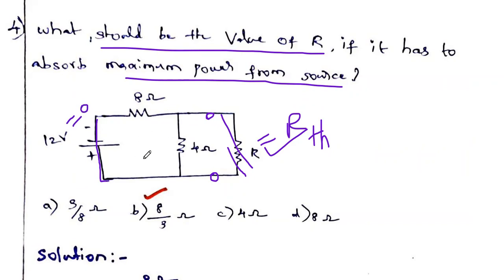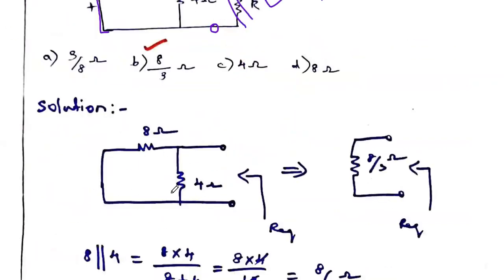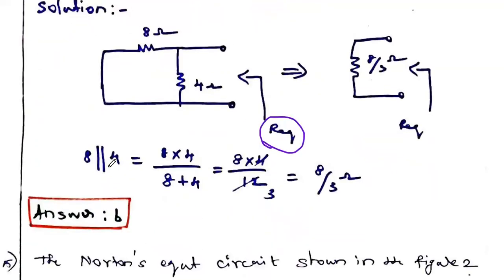Since if the voltage source value is zero, we have to make it a short circuit. So what about the remaining diagram? The remaining diagram has 8 ohm and 4 ohm connected in parallel. This is the equivalent circuit after short circuiting the voltage source and open circuiting the load. Now we have to measure the equivalent resistance across this open circuited terminal, that is nothing but R equivalent or RTH. The parallel combination of 8 ohm and 4 ohm: 8 into 4 divided by 8 plus 4. So the answer is 8 divided by 3 ohms.